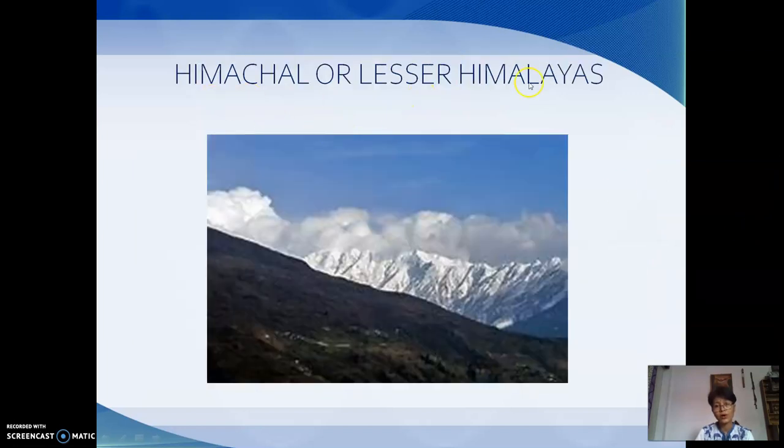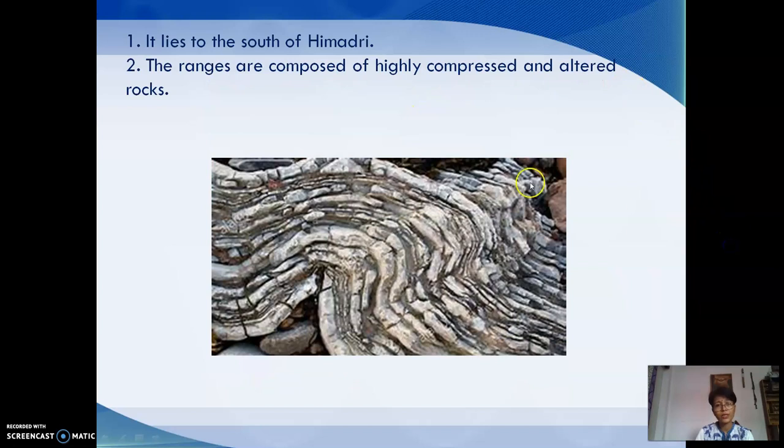Next, Himachal or Lesser Himalayas. Here, first point, it lies to the south of Himadri. So already I have shown the Himadri, which is located in the northernmost range, and just south of Himadri, the Lesser Himalaya, or you can say the Himachal, lies.